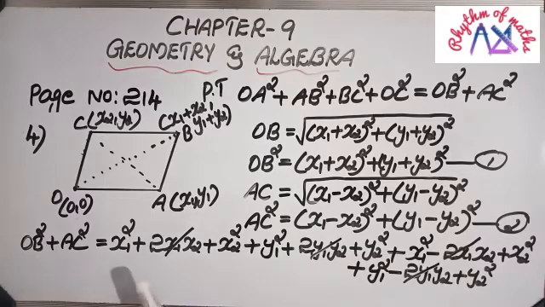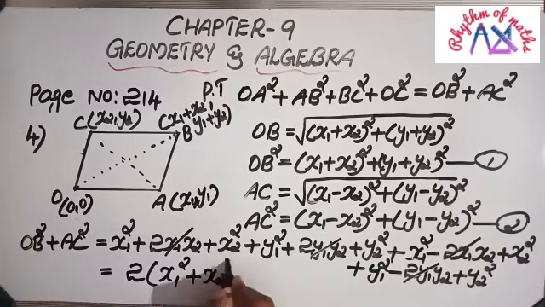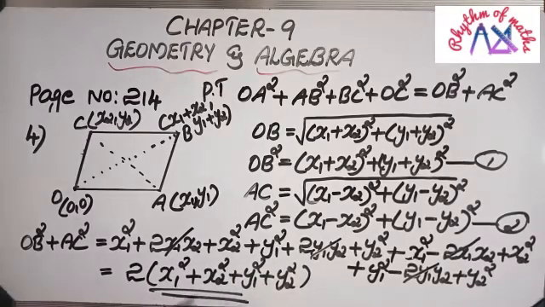Now we can add. How many x1 square here? 1 x1 square plus 1 x1 square. Similarly x2 square repeats 2 times, then y1 square 1 plus 1, and y2 square also 2 times. So in simple form we can write the answer as 2 into x1 square plus x2 square plus y1 square plus y2 square. So when we add the squares of the diagonals also, we got the same answer, 2 into x1 square plus x2 square plus y1 square plus y2 square. That means both of these are the same. So this is the fourth one's answer.